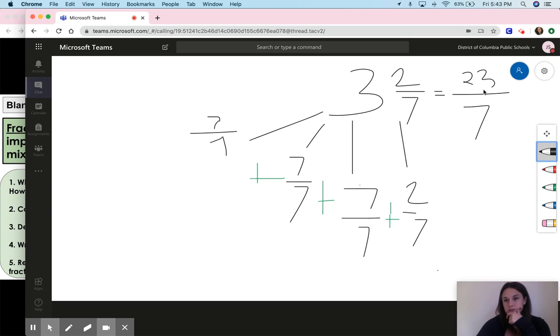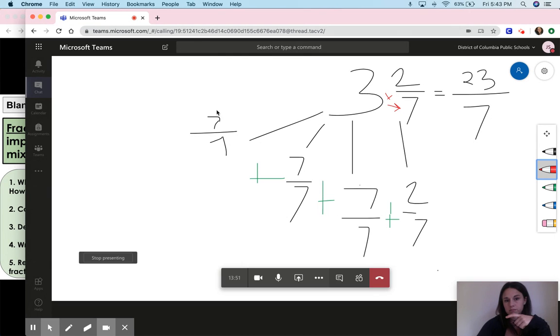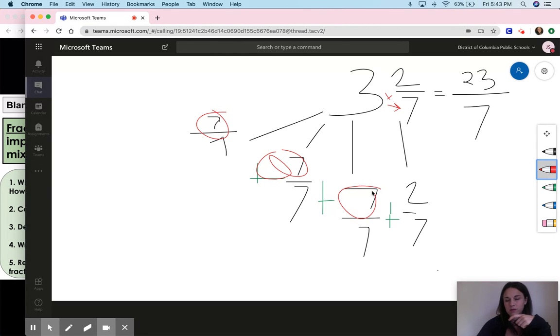Now you want to check with the shortcut. Remember that shortcut I just told you? It goes the opposite way, for mixed number to improper. 3 times 7. We multiply the whole number times the denominator. 3 times 7 is 21. That's just what we did here. 21 plus 2. That's just what we did here. 21 plus 2, 23/7. Yep.